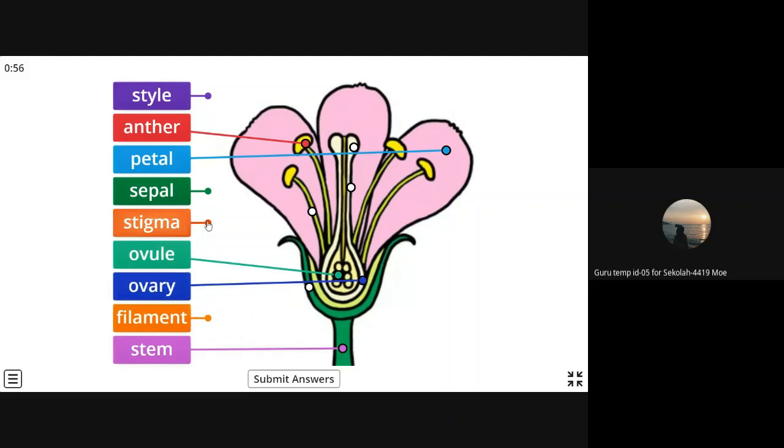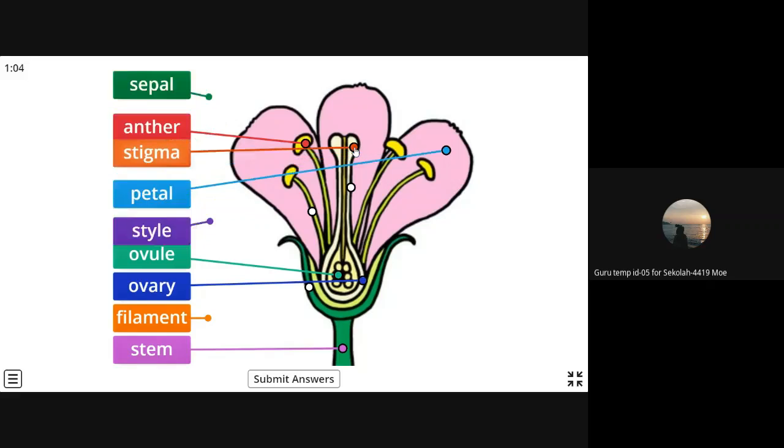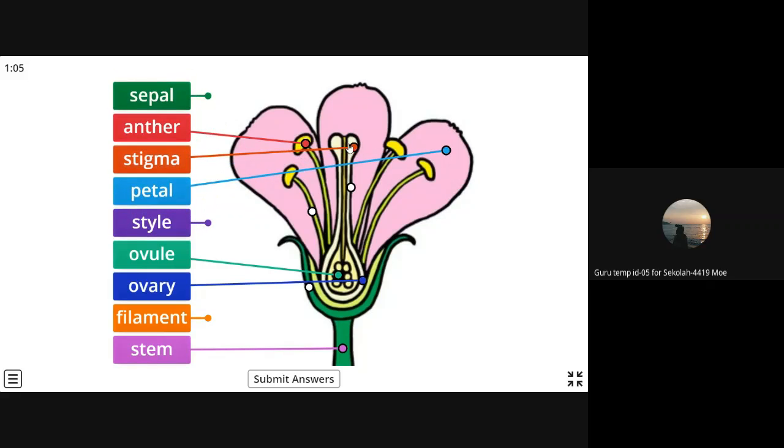Yes. Stigma is the middle one. Yes. Okay, remember the middle one yang paling atas. So this one. Okay, this one is stigma. Okay, sepal. Sepal. Yang bud tadi tu kan, yang bud stage tu, protect bud stage tu. So yang ni, sepal. Correct or not? Yes.